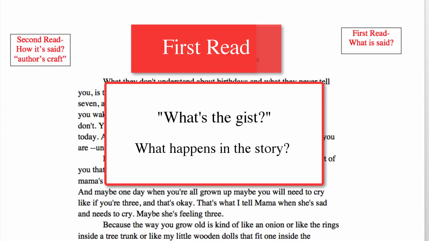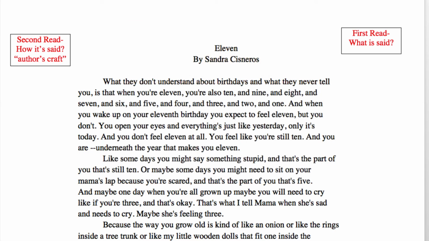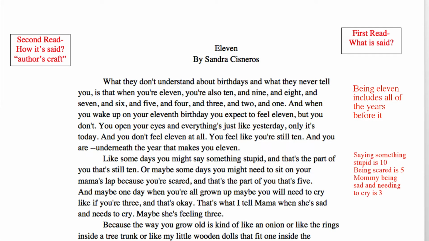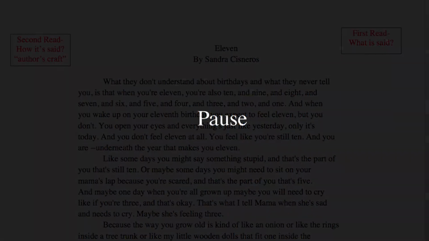The purpose of the first read is to figure out, what does the text say? What's the gist? This is sometimes referred to as a surface read. Stop along the way and write a word or phrase to summarize what is happening in the story. Write this in the right margin of the text. It could look like this. Pause the video and read the text, stopping along the way to summarize what's happening.